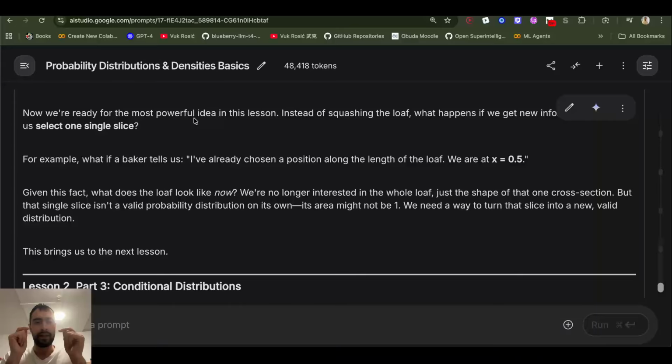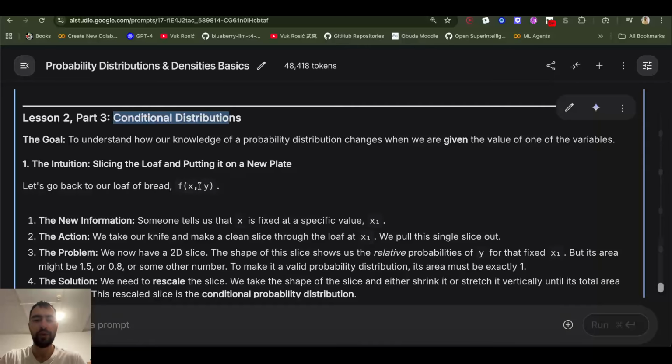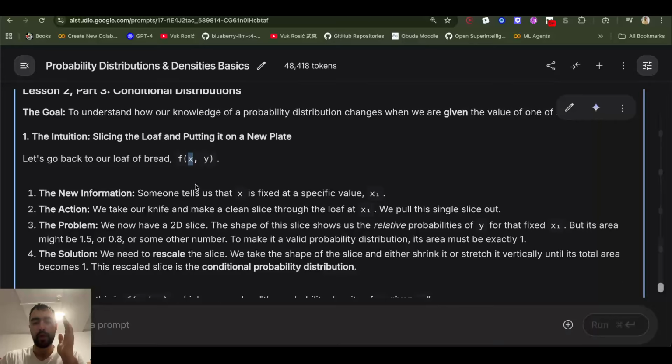And let's say we want to just slice this mountain at, let's say, 75 kilograms. Now we want to get the probability distribution of the heights of all of the people who have 75 kilograms. So if we have a value for one of the variables, what's the probability distribution of the other variable at this value of this variable?